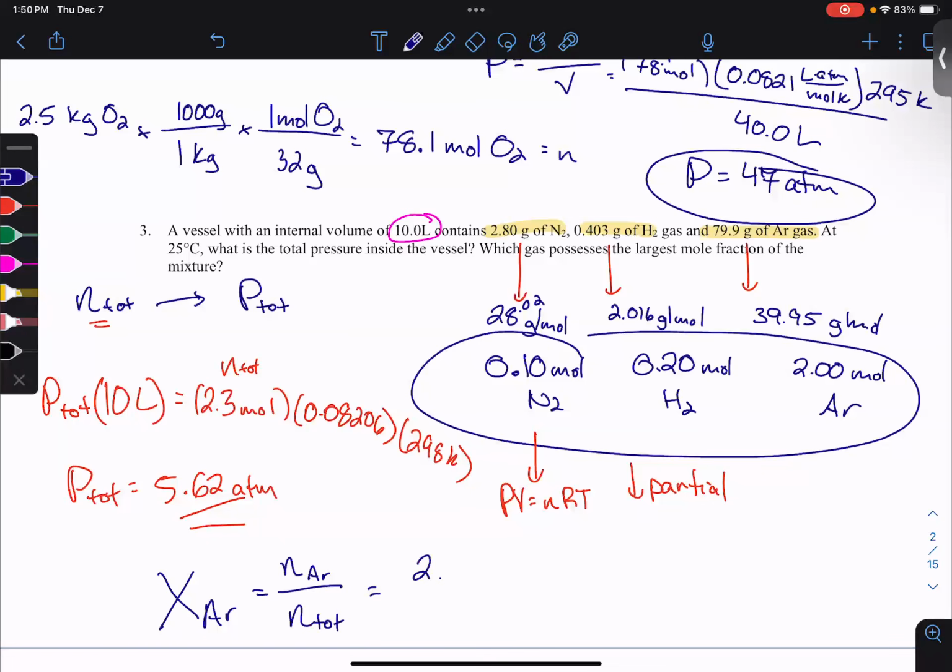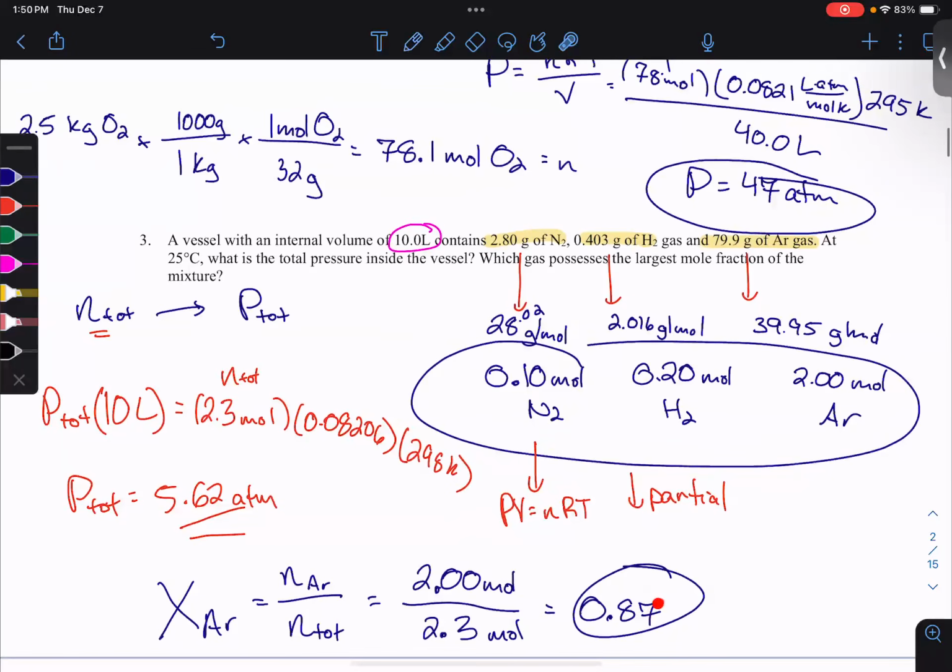So the mole fraction of argon would be 2 moles of argon gas over the 2.3 moles of gas that I have total. And you see that argon is present in 87% of that sample, right? So that means the partial pressure that argon is exerting is 87% of the total pressure. So mole amounts, you can think about them individually or as the total sample to get that total pressure.